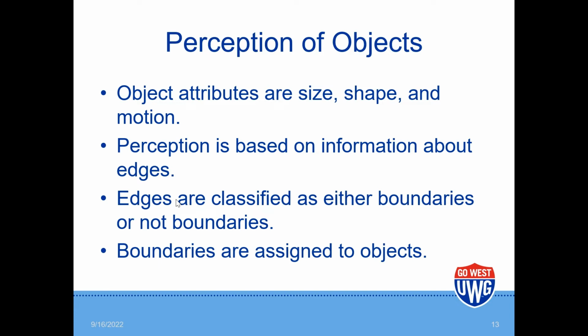So that's the perception of object. We're trying to give an object attributions of size and shape and motion. And we tend to pick these particular things up based on the edges. So the outside edges of our object tend to be, when we're looking at an object, we either classify them as boundaries or non-boundaries. Boundaries are assigned to objects. So basically we can see the edge of it and it gives a boundary to a ball, so you can see that circular shape.